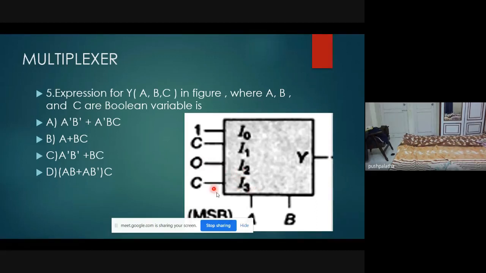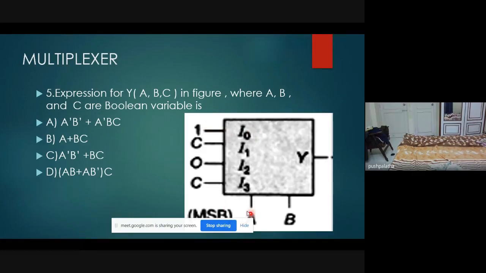So the selection lines here are A and B. Clear? Selection lines are A and B. Now, when I go for selection lines, actually two selection lines, I can go for a 4 combination: 0, 0, 0, 1, 1, 0, 1, 1. So when I go for the selection lines as 0, 0, it will select I0. So if it selects I0, obviously the input for I0 is 1, right?